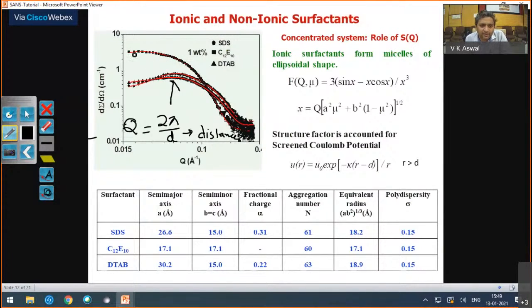And this is a non-ionic surfactant, a typical P(Q) governed scattering in this case. Now these micelles are fitted with this ellipsoidal shape and the structure factor taken care of by screened Coulomb. The information one gets is the semi-major axis, minor axis, charge, and aggregation number. This you can calculate, and the polydispersity. So let's have a quick look at this data also.